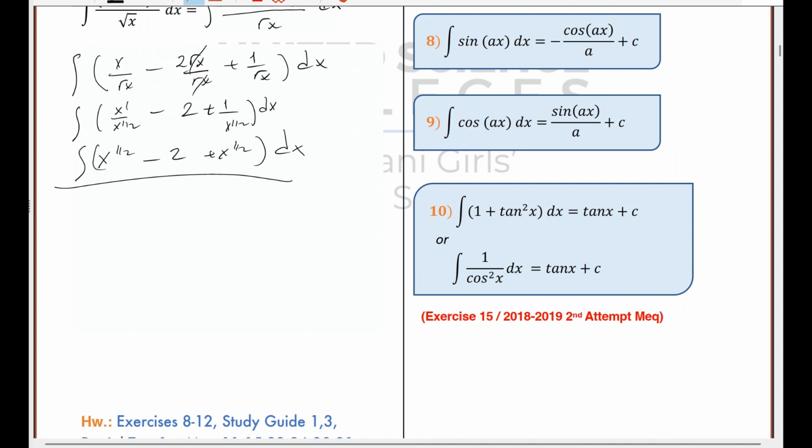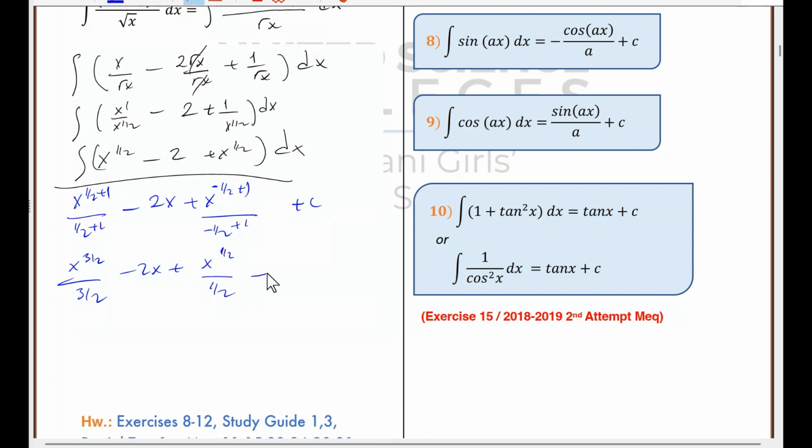Now it's time to take the integral. So integral of the first term, increase the power by 1, minus integral of the second term, just add x. Integral of the third term, x to the power of negative 1 over 2, plus 1, over 1 over 2, plus c. Now, 1 over 2 plus 1 is 3 over 2, over 3 over 2, minus 2x, plus x to the power of, this is negative, sorry, 1 over 2, over 1 over 2, plus c.